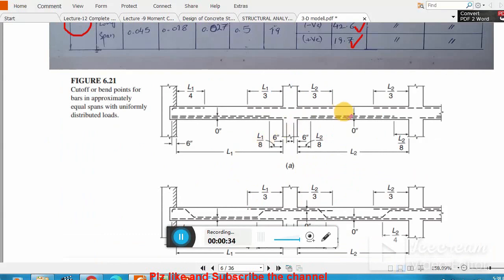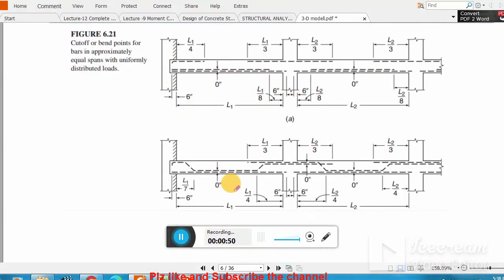Here you see, I already explained this in lecture number 5. We have a wall, and we have a flexural member. Here you see we have cut up bars, and in this diagram we have bent up bars. To understand these bent up bars, let me show you a video.